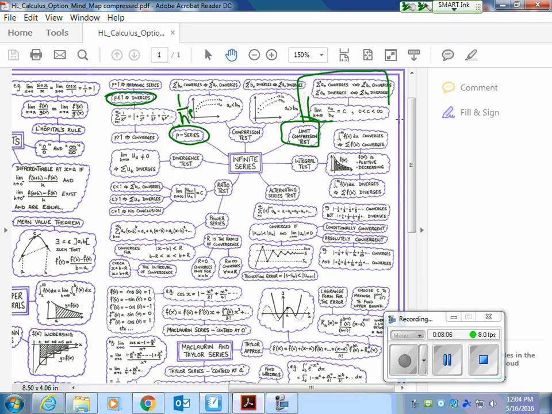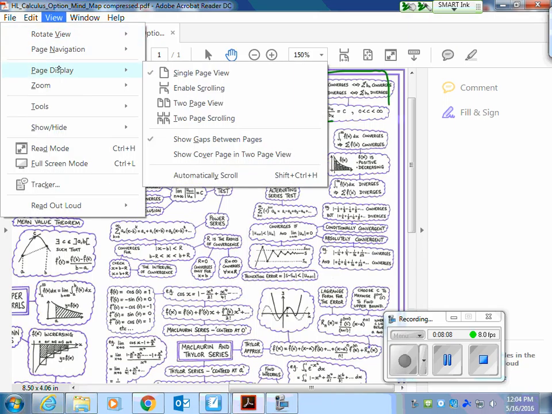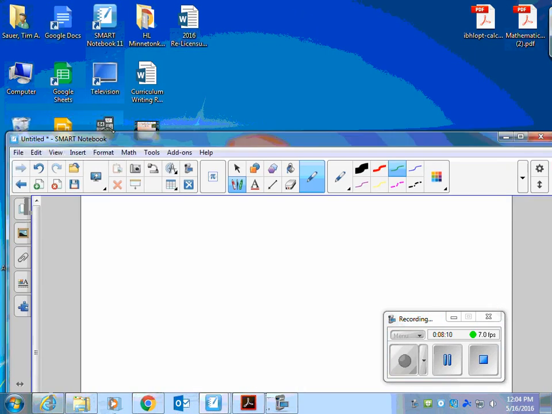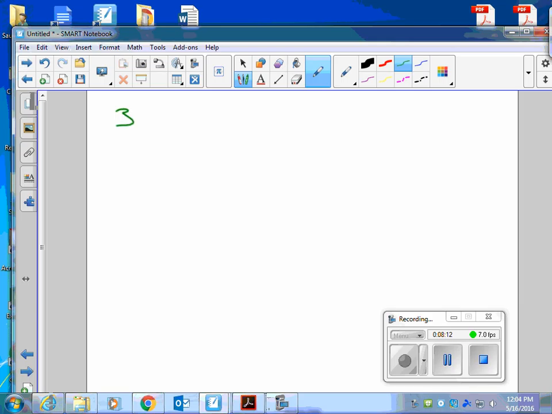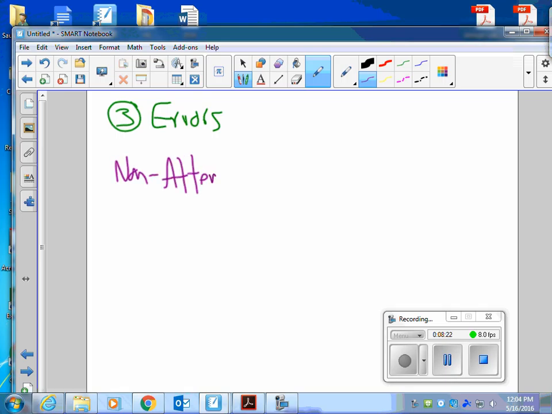Then the last part I want to mention is the 3 errors. Not the 3 errors you'll make, but the 3 errors to consider. The first is non-alternating. What you do there is you say the error is less than the integral from n, where you left off, to infinity of u of n dn.